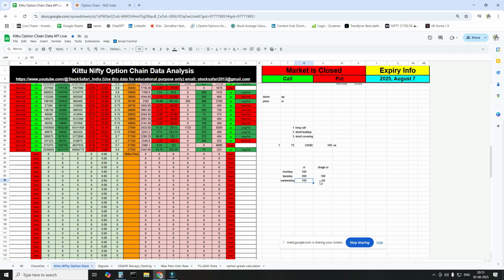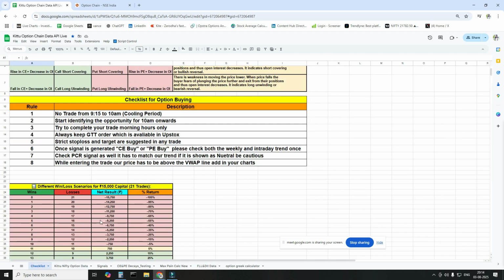Could you please explain the maximum pain calculator, Kitu, and the PCR indicator also, which are included in our checklist? Yes, the PCR indicator and maximum pain calculations.